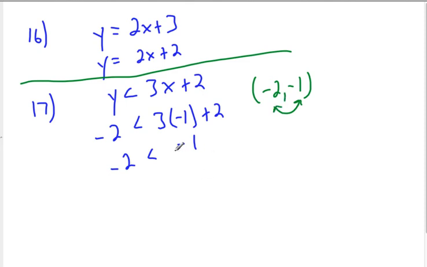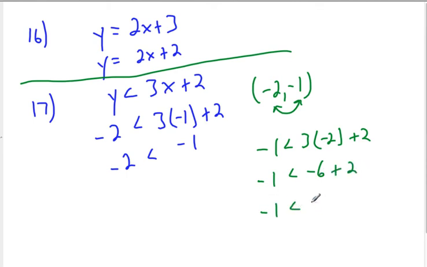So although this seems like it is true, they should have said -1 is less than 3 times -2 plus 2, which would be -1 is less than -6 plus 2, which is -1 is less than -4, which is not correct. So this is not a solution, but they thought it was.